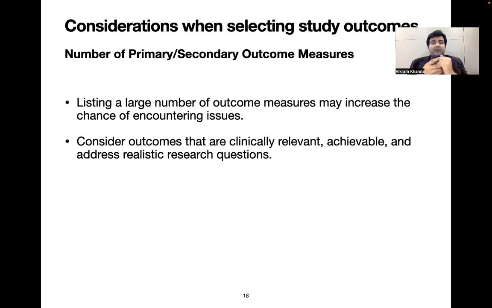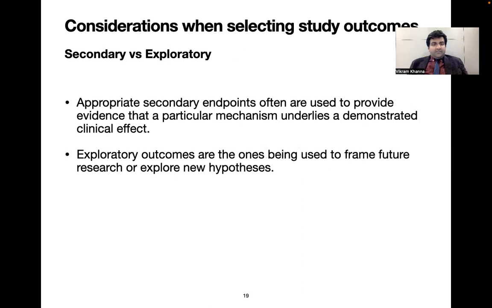Now, coming to the considerations while selecting a study, the number of outcomes. A large number of outcomes may increase the chance of encountering issues. So keep it small, keep it simple. Consider outcomes that are clinically relevant, achievable, and address realistic research questions.